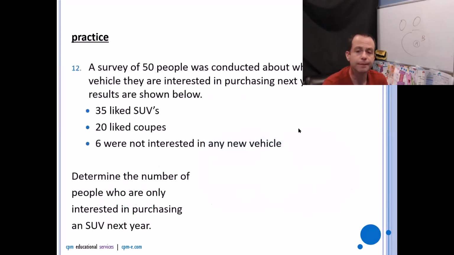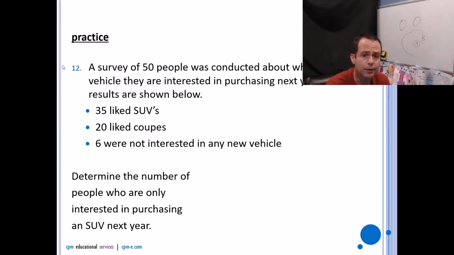Okay, a survey of 50 people was conducted about what type of vehicle they are interested in purchasing next year. The results are shown below. 35 liked SUVs, 20 liked coupes, and 6 aren't interested in a new vehicle. Determine the number of people who are only interested in purchasing an SUV. Now, I want you to look at this question and say, hey, this is like the same question I was just asked with the math and science, okay?